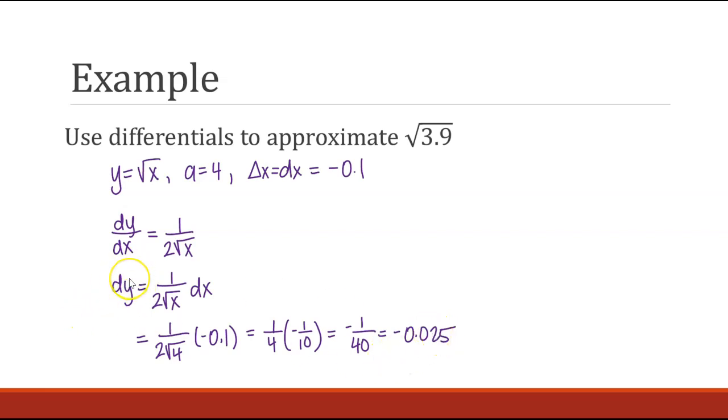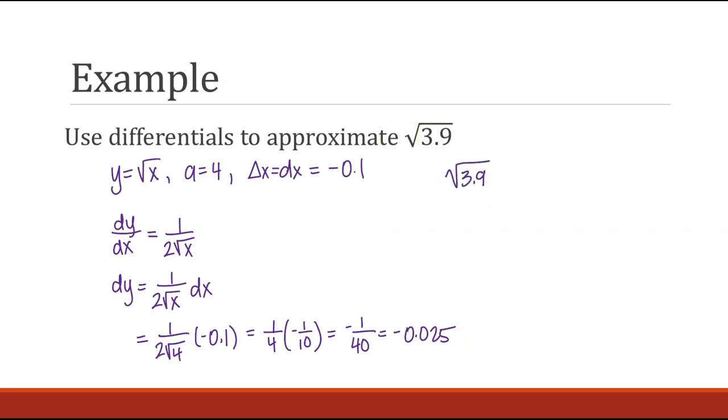So this is the differential. This is the change in y. So when I change the input of the square root function, when I change it from 4 and I reduce it by a little bit, by 0.1, that's going to change the y value approximately by negative 0.025. So what's the approximate value for the square root of 3.9 then?